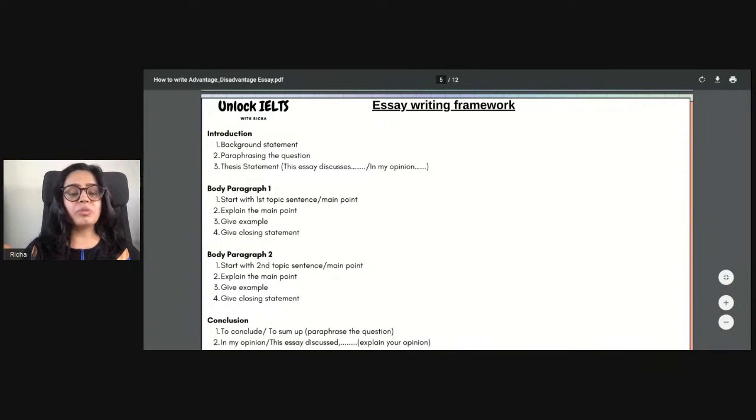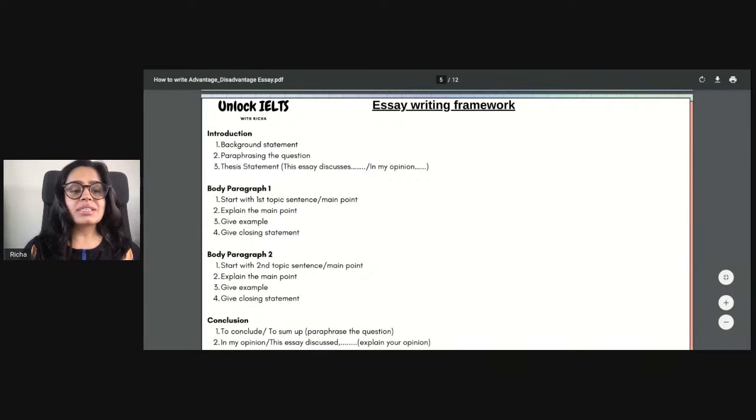Now, one of the most important aspects while writing an essay is the essay writing framework. This is a broad framework which you need to follow and keep in mind before approaching an essay. Let's understand every bit of it. First of all, it's your introduction paragraph.